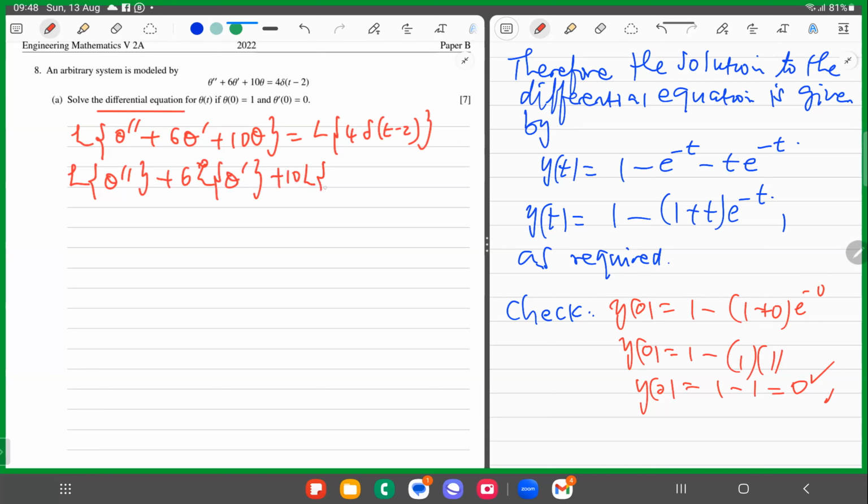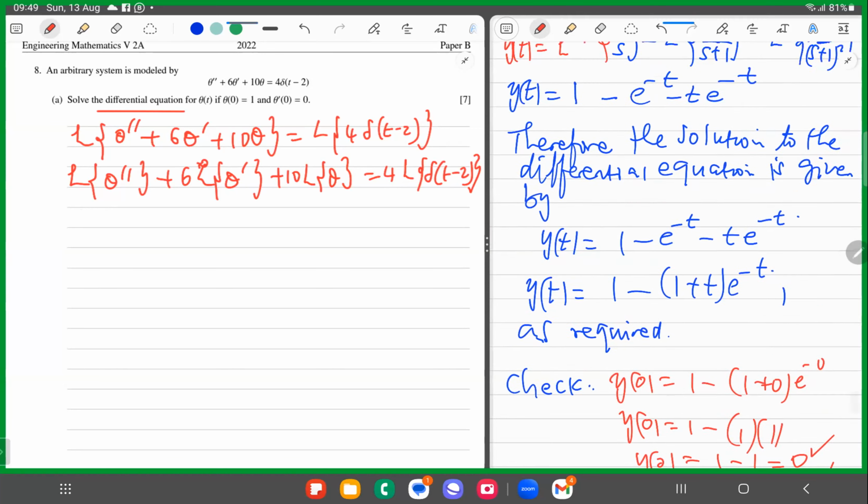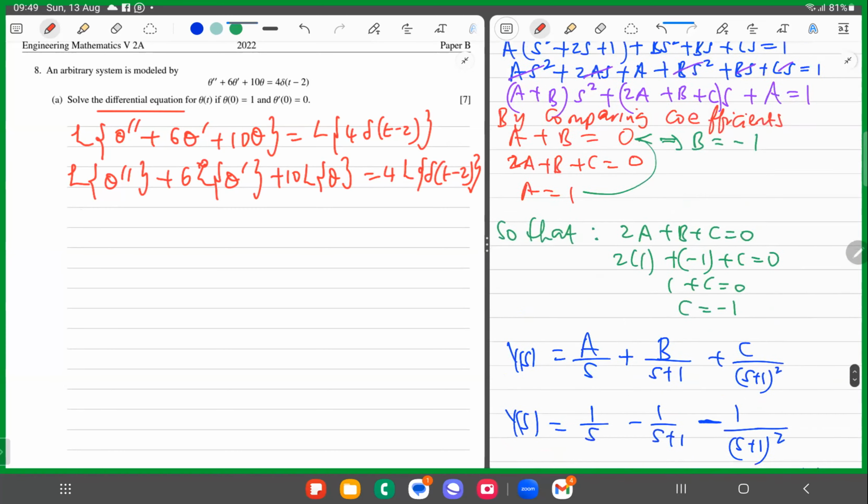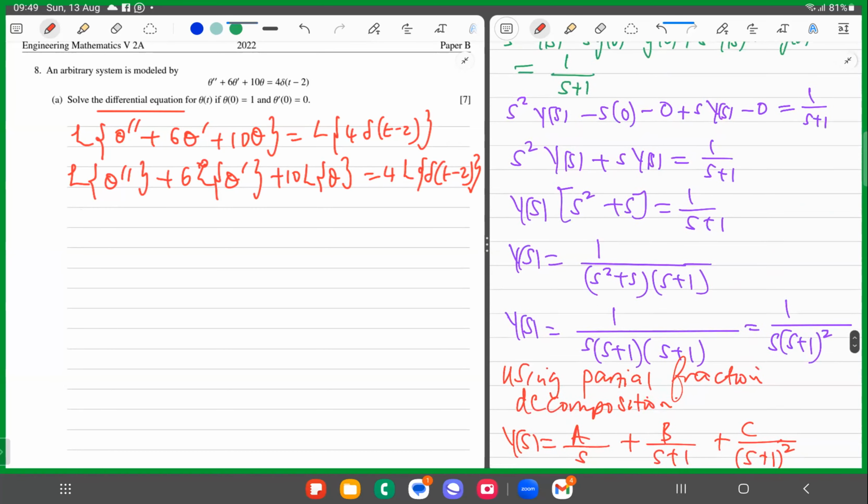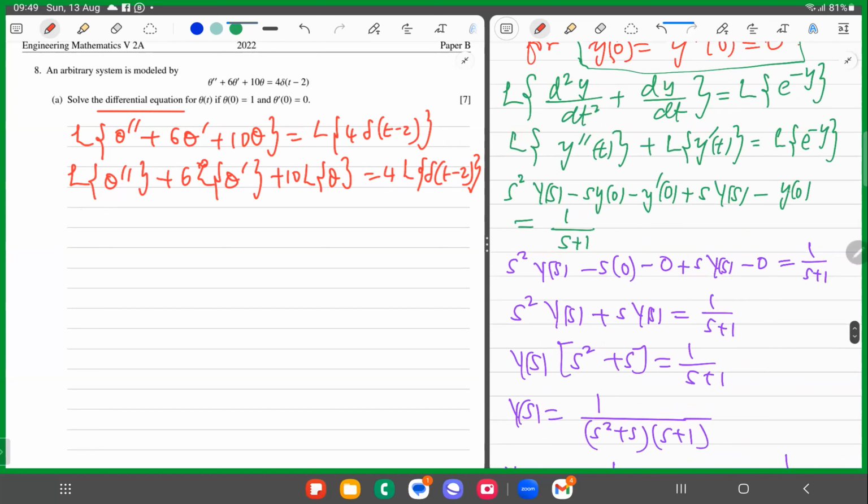Plus 10 theta. Oh, L of theta double prime. What are these double primes? Okay, we saw that one in the table, so we're just going to use the table. We wrote it here as well, so we can just use what we used here in the green part.